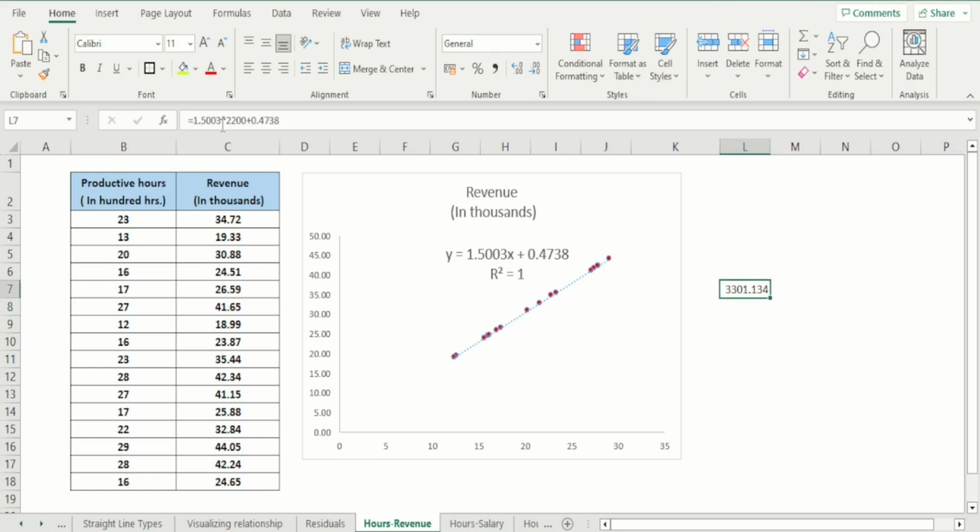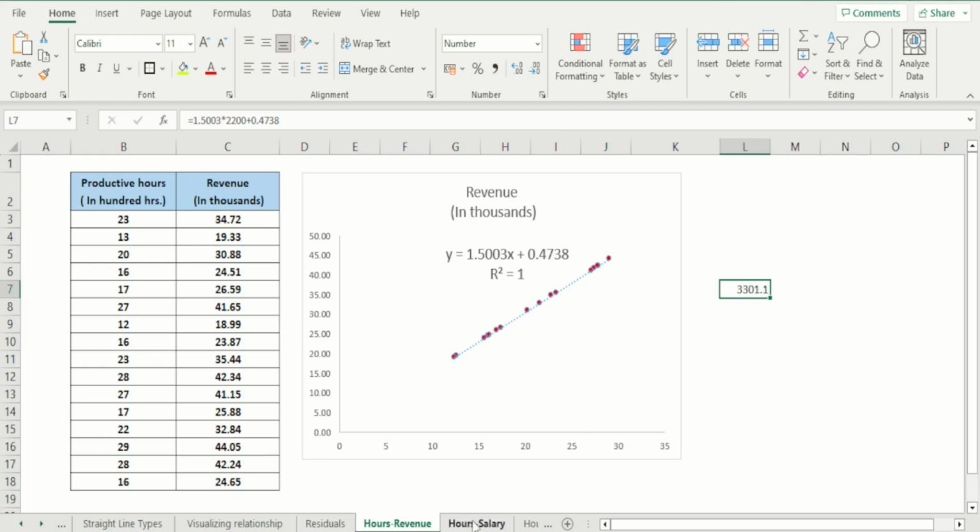So in other words, with this mathematical equation, when your productive hours are 2200 hours, your revenue is going to be this value right here. So with this, now we have an interesting way by which we will be able to anticipate or estimate different values. This is the advantage of using a regression or a scatter plot model for this data right here.